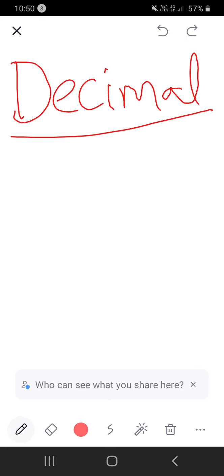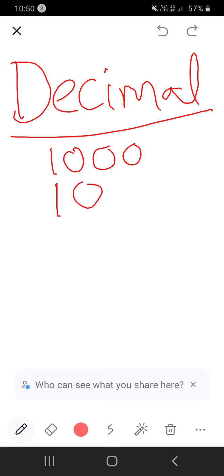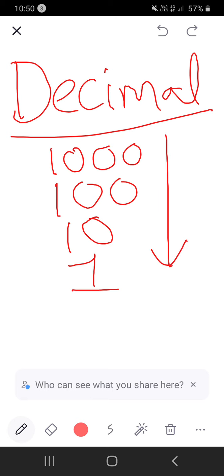Children, when we write thousand, we put three zeros, and in the hundred place, for writing hundred, we give two zeros, and for writing 10, we give one zero, and in the unit place there is no zero. So children, you can see here, as we are moving, the number of zeros is decreasing, and at the end there is no zero.